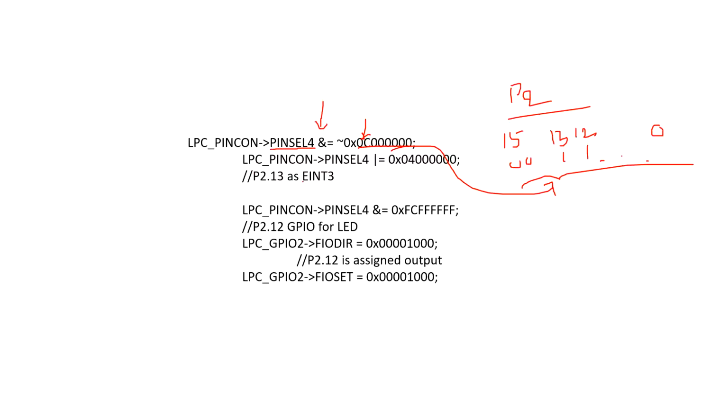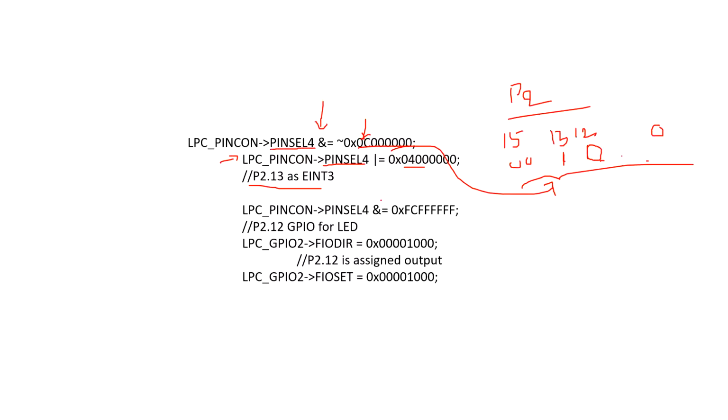Here I have cleared it. If I want to enable those pins, what should I do? I should include this number, because I am enabling only the 13th pin of PINSEL4. To do that, I should make this one number as 1 and the rest of the numbers 0. If I do this, I will be getting the particular number 04000000.